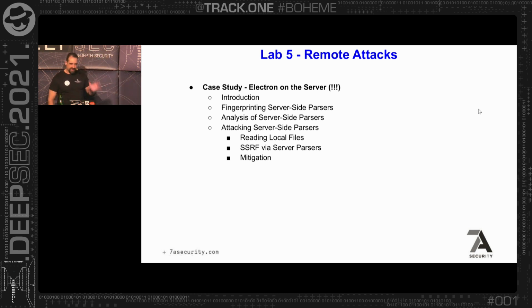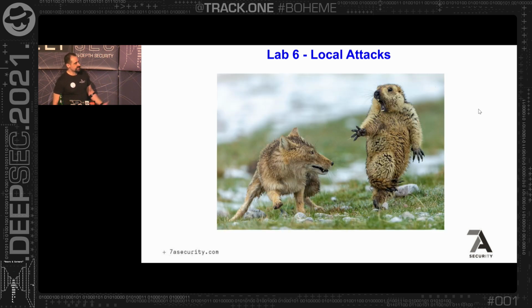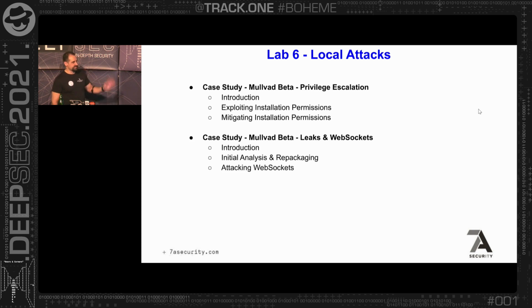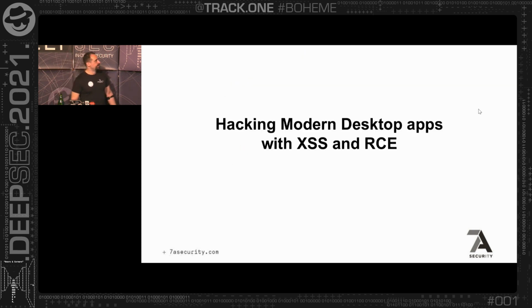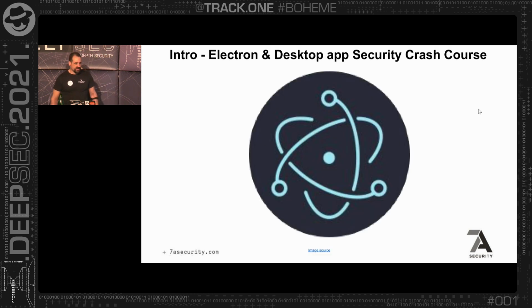And the students were like hammering their heads about getting the code execution in this, but it's actually possible, right? So you can do a lot of stuff like SSRF, reading local files and other stuff, but also turning this into code execution by using some of the techniques that I'm going to show today, and this is about privilege escalation and other stuff. So, okay. So hacking modern desktop applications with XSS and code execution.